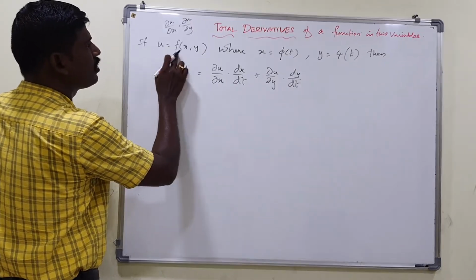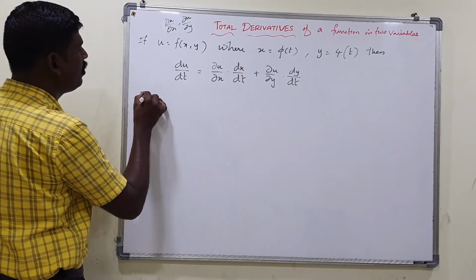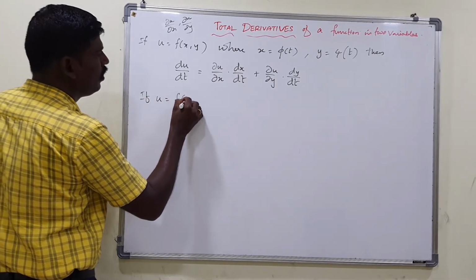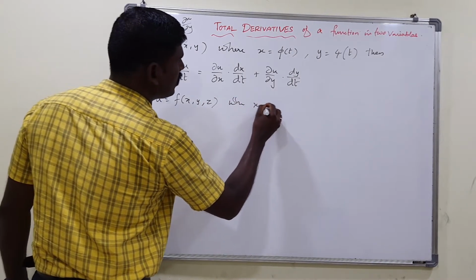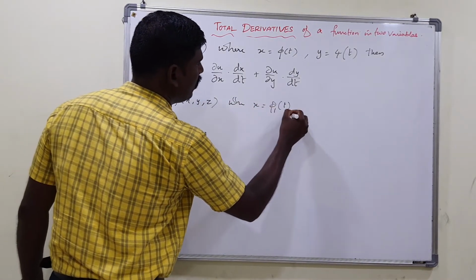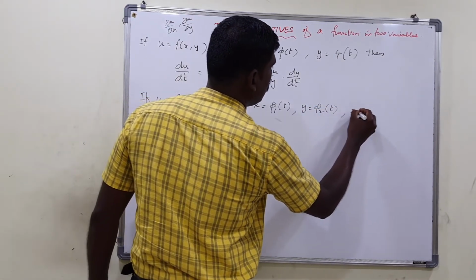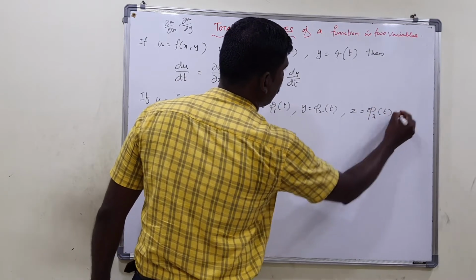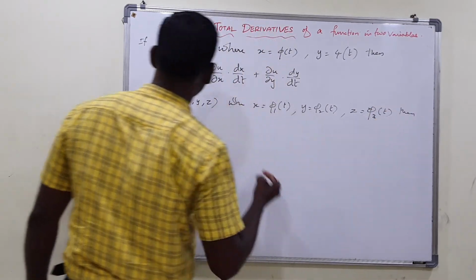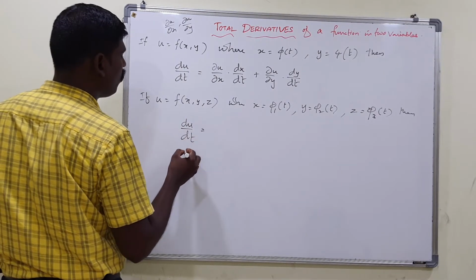That means u is a function of 2 variables. Similarly, we extend this formula to 3 variables also. If u is equal to a function of x, y, z, where x is a function of t, y is another function of t, and z is also another function of t, right? Then what is du by dt?